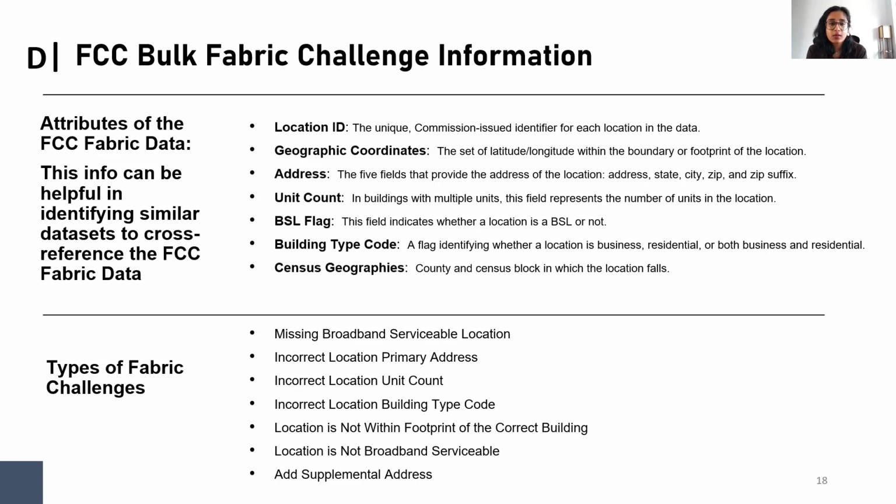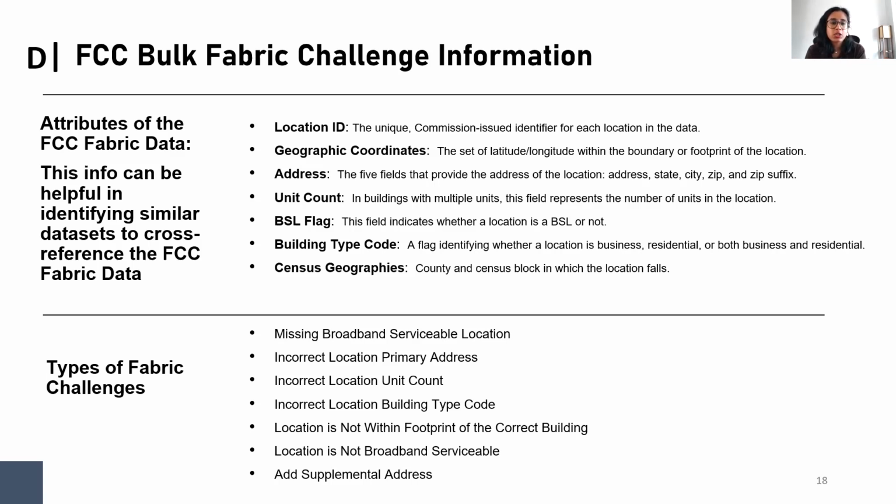The unit count. So in case of multiple unit dwelling buildings, those are represented as 1 broadband serviceable location in the fabric. So it's attributed with the number of units in that building separately. So if there are 12 units, there's just 1 point, but the unit count field lets us know that there are 12 dwelling units at that particular address. So having that kind of information as well. And based on their understanding of the kind of internet service that particular location would subscribe to, it's categorized as a BSL or a non-BSL.